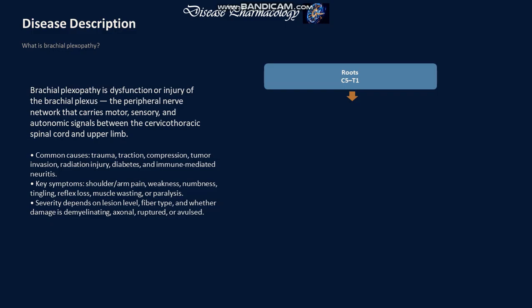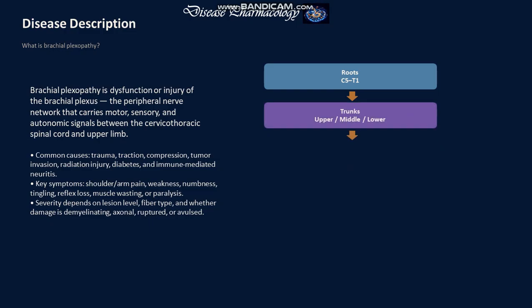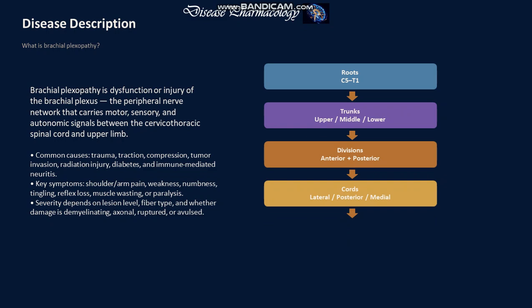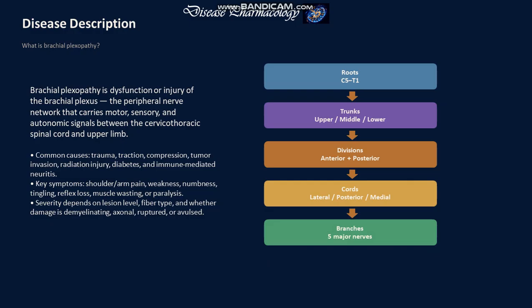C5 is the cervical spinal nerve root, and T1 is the thoracic nerve root, that lead to the trunks: upper, middle, and lower; the divisions, anterior and posterior; and the cords involved are the lateral, posterior, and medial cords. Branches: 5 major nerves are involved.